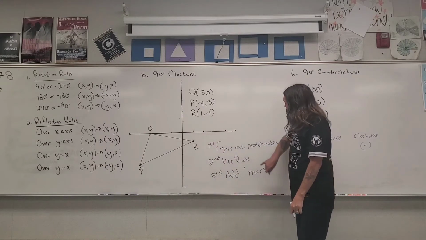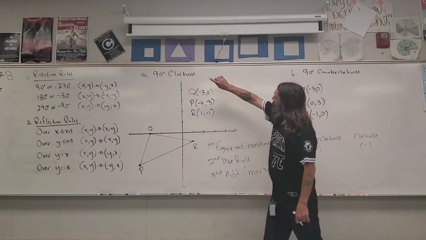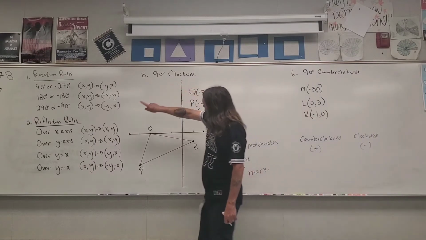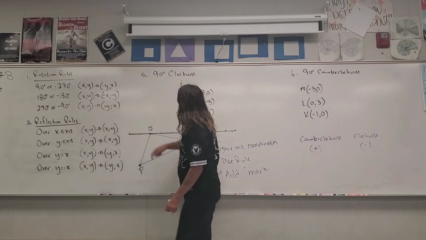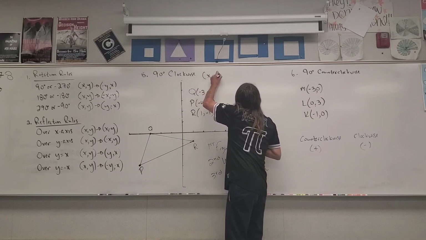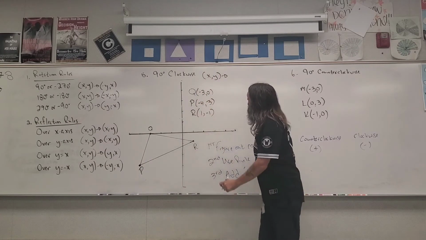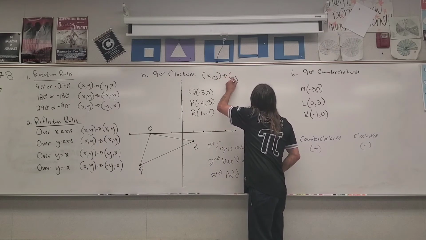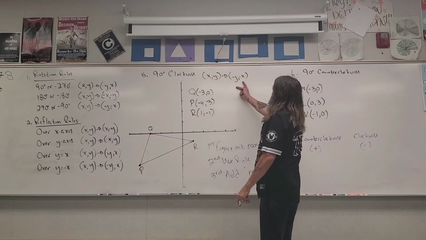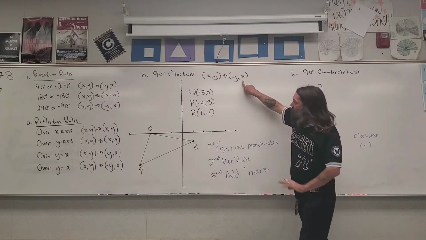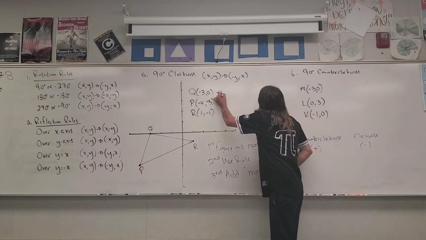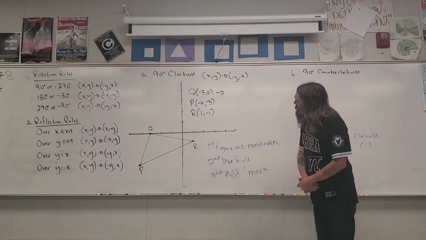Alright. Now I need to use the rule. But remember, clockwise is negative. -90 is this guy. So our rule is xy becomes y, -x. Take the order, switch it, change the sign of that number. That's it. Okay? Use the rule. And make sure that we add the prime mark.